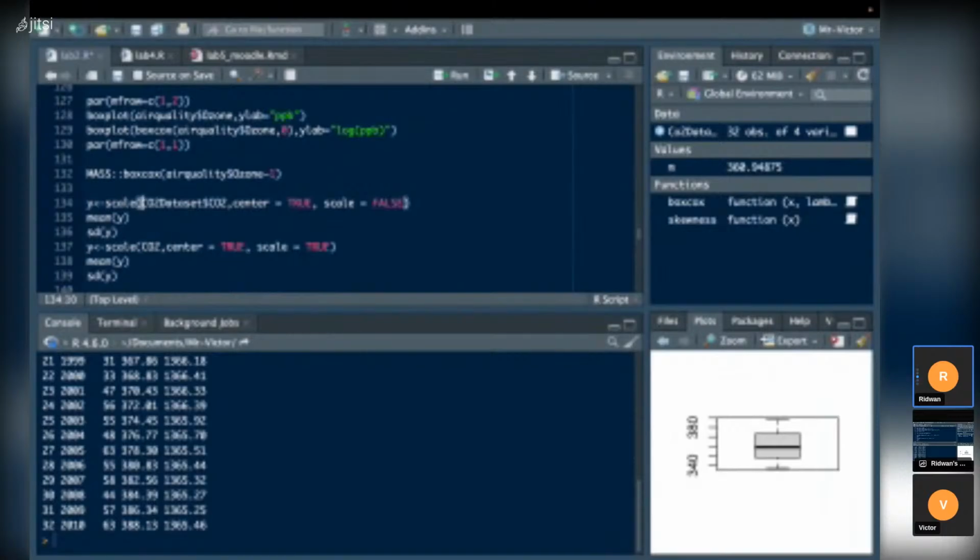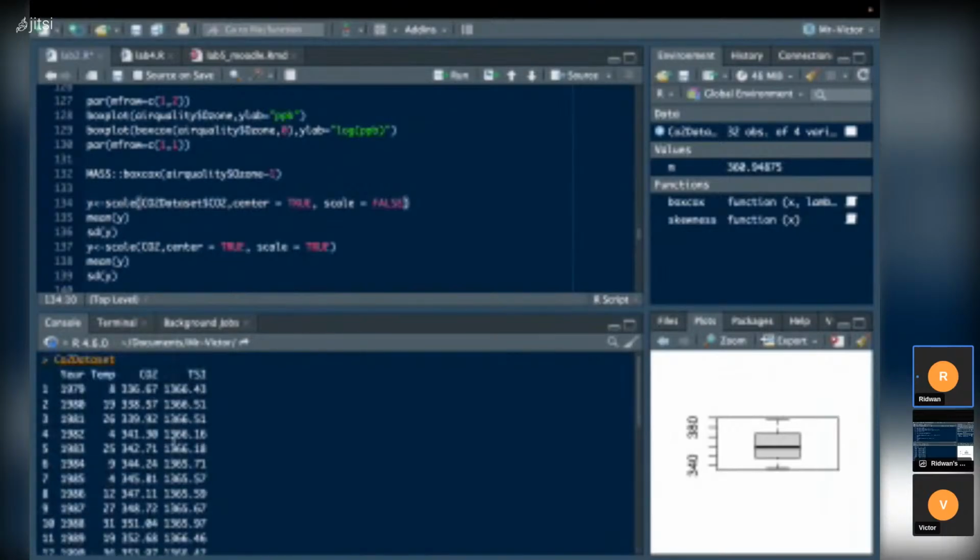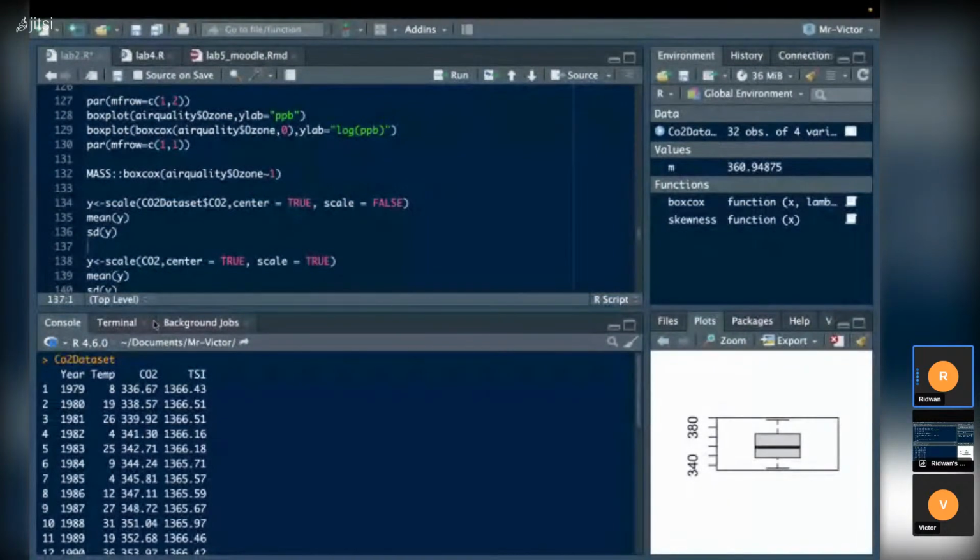We are trying to scale this particular variable, this CO2 variable. Can you see it? When you scale it, the values are going to be standardized. Are you seeing this CO2 column? When you scale this column, the mean is going to be 0, and when you take the standard deviation, you're going to get 1. So that's why it is called standardization.